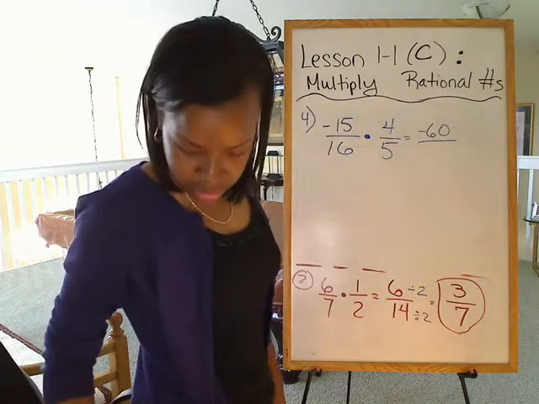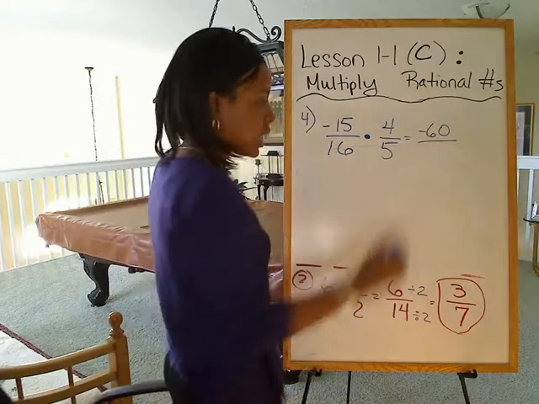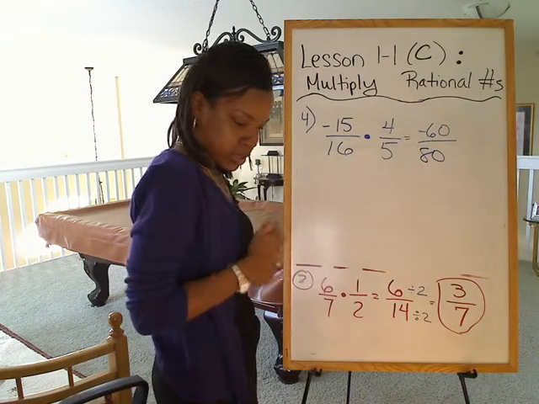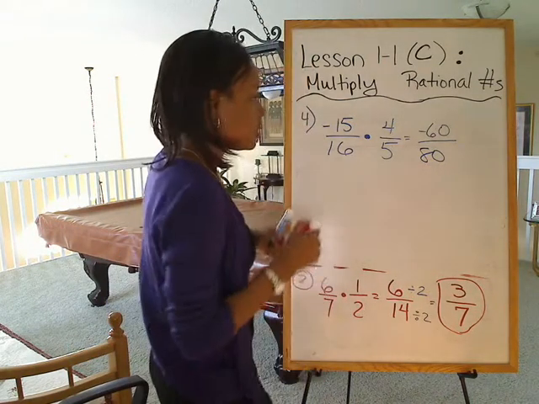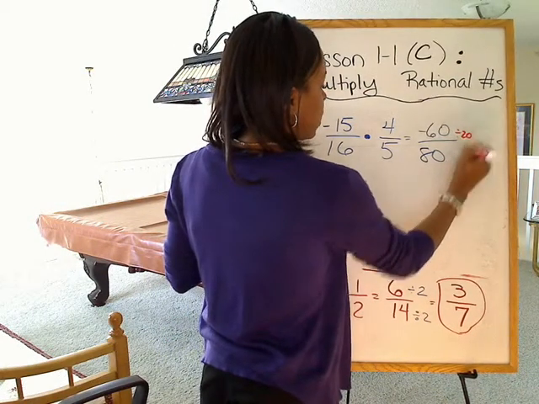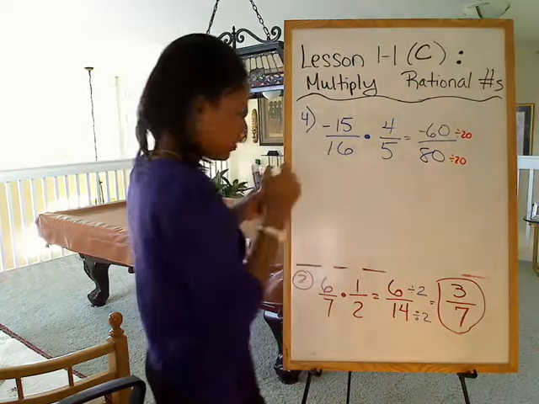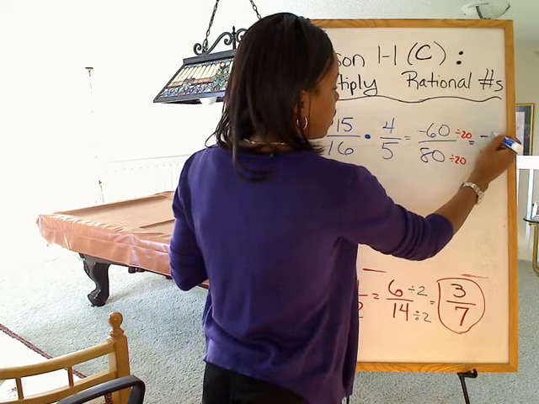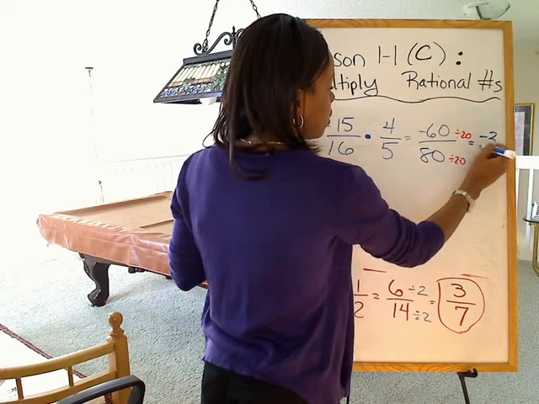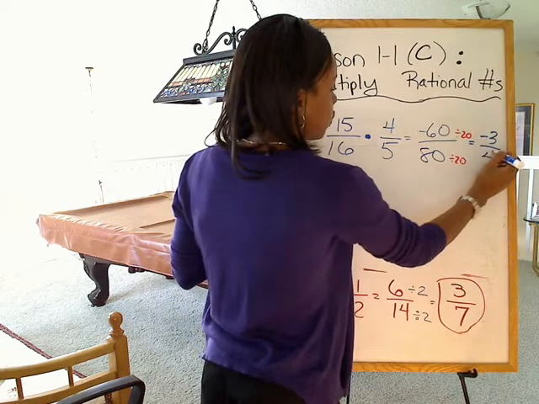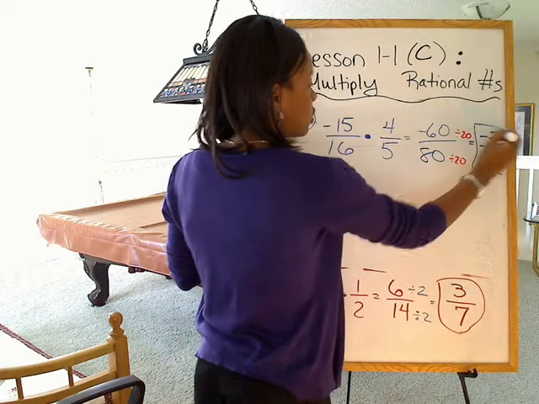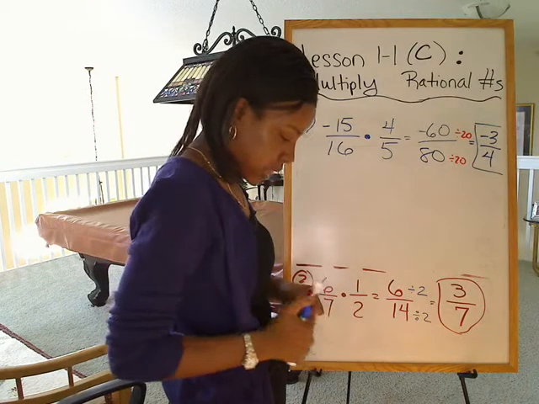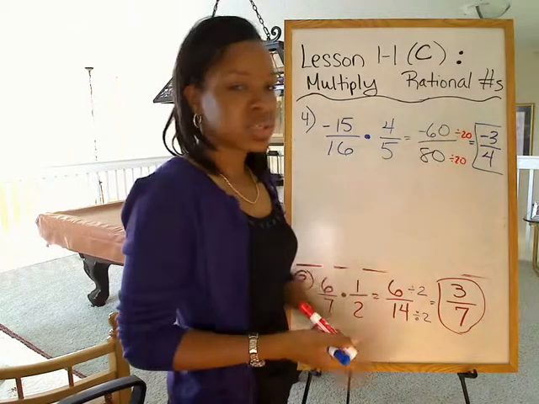5 times 16, I'm not sure, so I'm going to use my calculator. It's 80. And I can definitely divide by 20 to simplify. I don't know if that's the biggest number, but we'll find out. -60 divided by 20 is -3. 80 divided by 20 is 4. And we're done. So what's the biggest number? -3/4 is your answer.